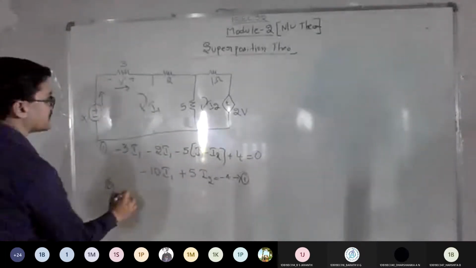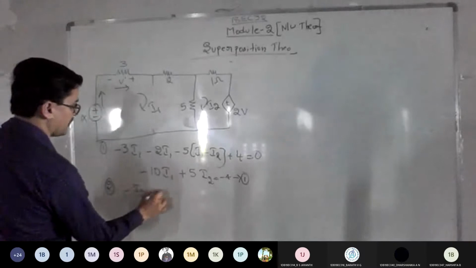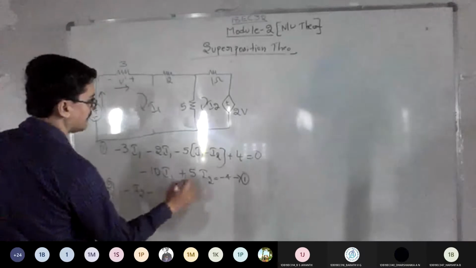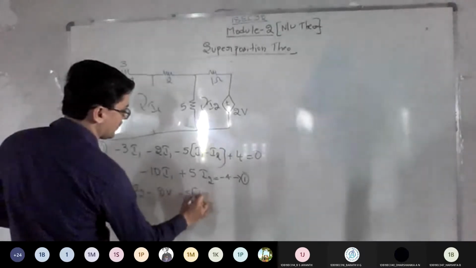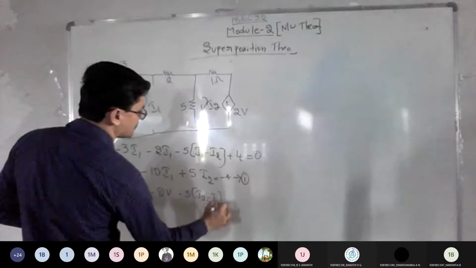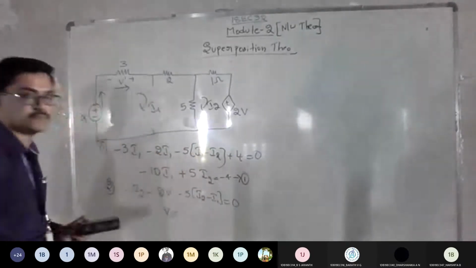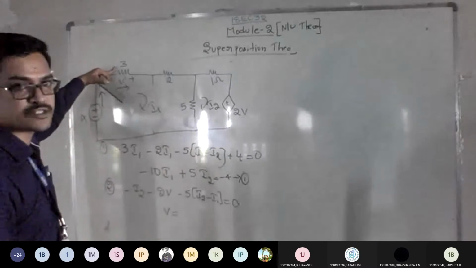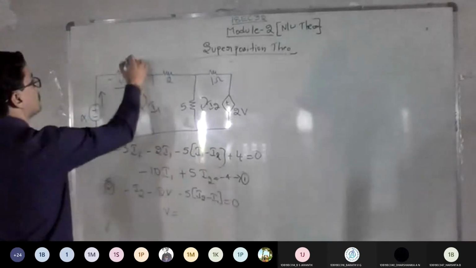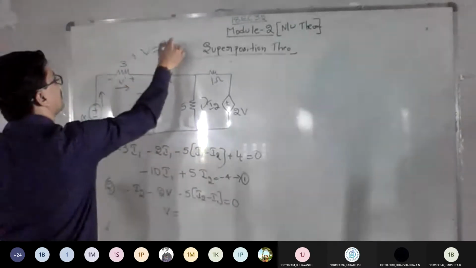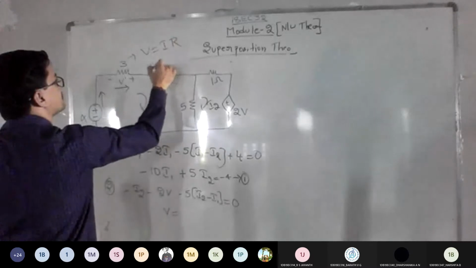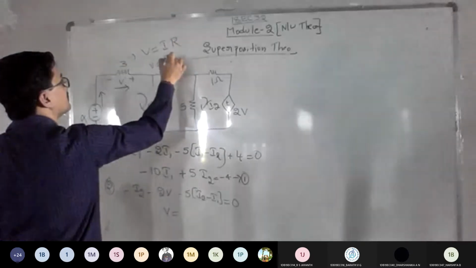Same way you apply for the second mesh. Tell me what is the equation. It says minus I2 minus 2V, then again minus 5 (I2 minus I1) equals 0. So what is V? V is equal to I into R. So what do you write now? V is equal to I into R. The current is I, nothing but I1, and R is 3.